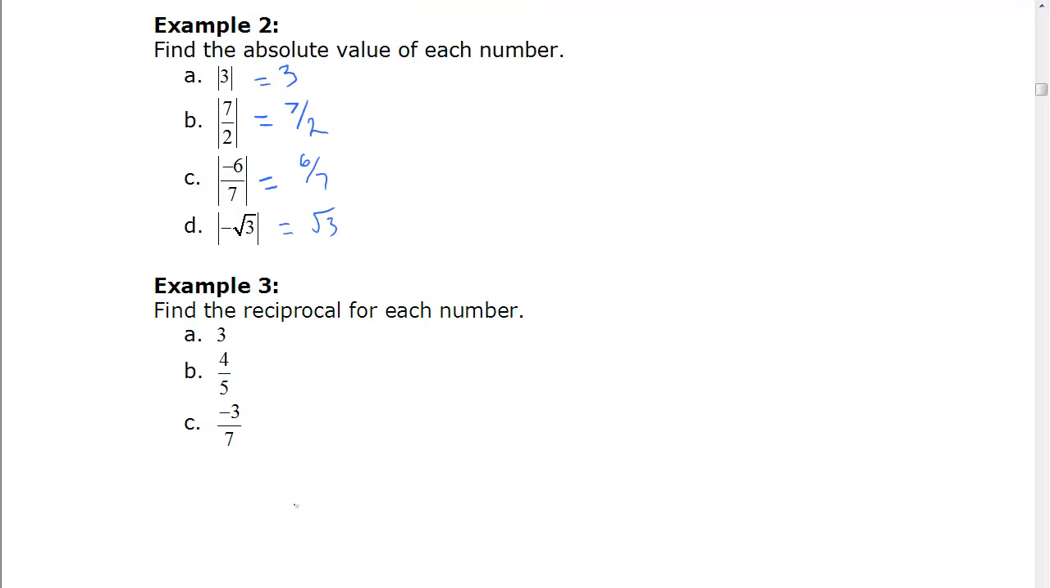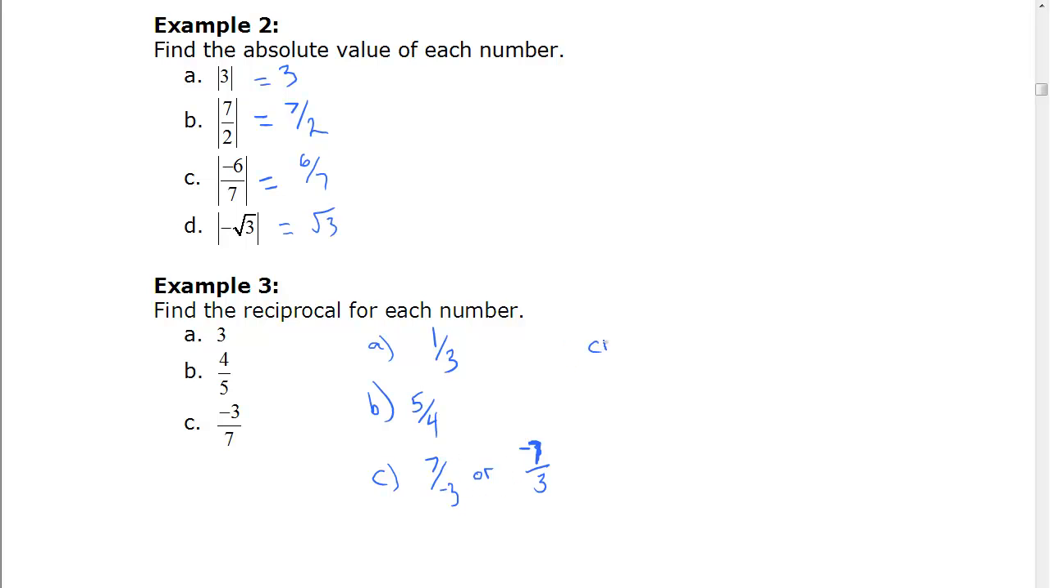Reciprocal. So finding the reciprocal for each number. The reciprocal of 3, well, that's just 1/3. We flip it over or we divide it into 1. B, 4/5, the reciprocal is 5/4. -3/7, well, it's 7/3, which is the same as -7/3. It doesn't matter where the negative is.